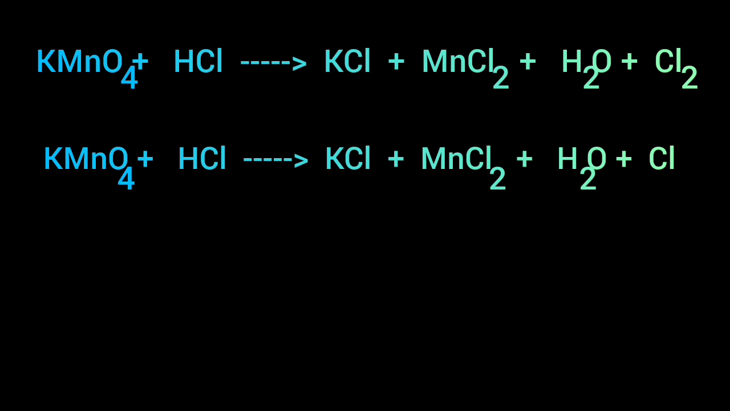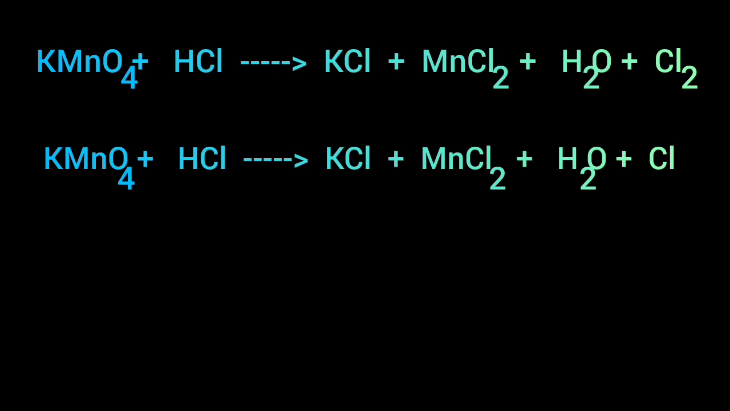KMnO4 and HCl are present on the left hand side. On the right hand side, you will find KCl, MnCl2, water and chlorine atom, not chlorine molecule. In the above case, you will find Cl2. Here it is written as Cl. Now we have to balance by the hit and trial method.